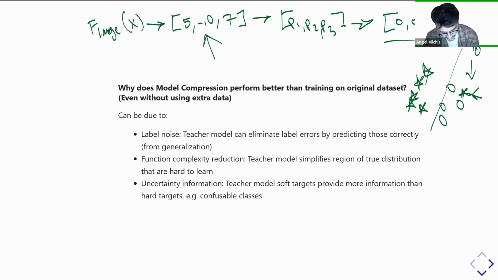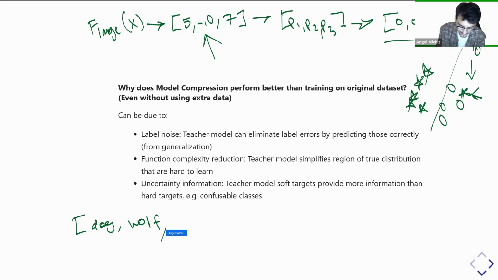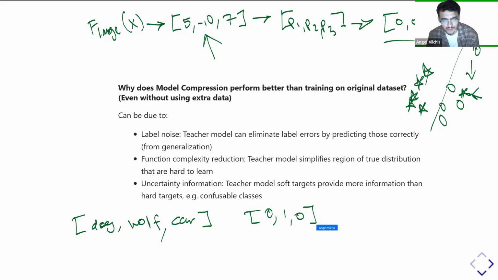And then lastly, uncertainty information. When we have hard targets, it seems like we're certain that something is that thing. So for example, let's say we're classifying between dog, wolf, and something like car, right? Now let's say there's something that looks like a dog and a wolf, but it's actually a wolf. The hard target would look something like this, and it seems like we're certain that's a wolf, even if it looks very close to a dog.